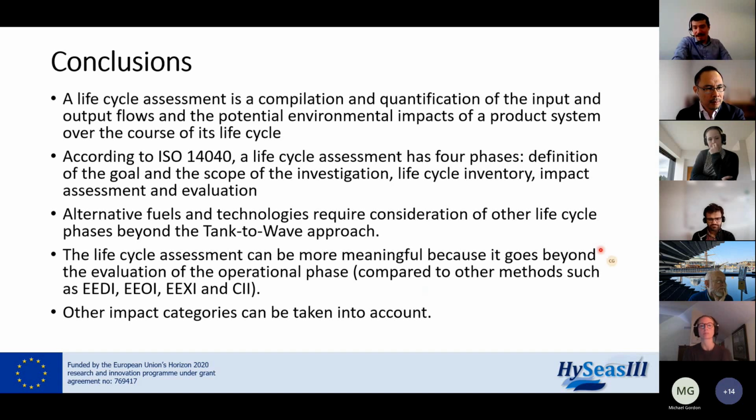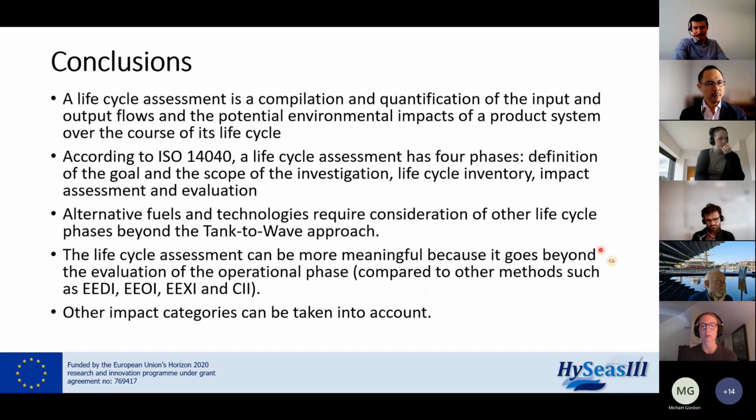There are 4 phases defined in the standard 14040: definition of the goal and scope, the life cycle inventory, which is collecting the in and outflows, the impact assessment, quantifying the impacts on the environment, and the evaluation. For alternative fuels, we actually need to also include the impacts beyond the tank to wake approach, and that's why we need to consider all those impacts in the upstream.